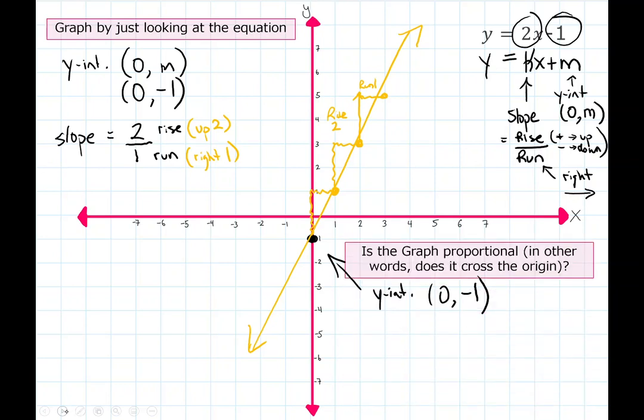Sometimes you might be asked, is the graph proportional? What it really means is, does the graph go through the origin? And in this case, it does not. This is the origin. It does not cross the origin. Therefore, we can say, no, this is not a proportional graph.